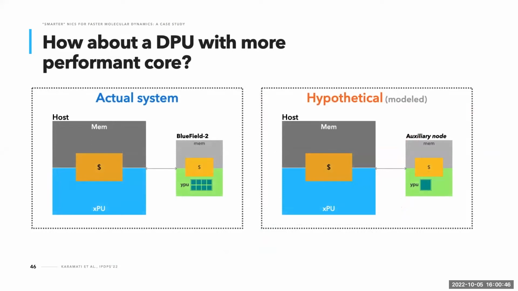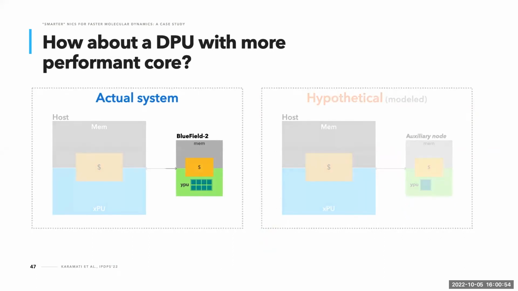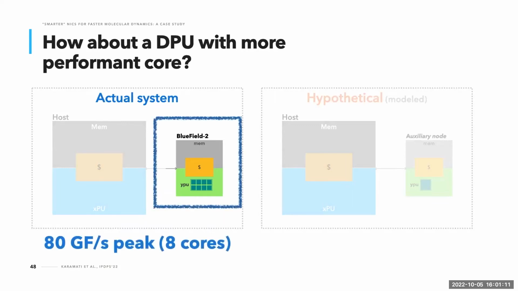Let's now apply the model to analyze an alternative DPU design. The figure on the left depicts the actual system, where a node is a host processor coupled to a BlueField 2. The BlueField 2 has 8 cores and a modest peak of 80 gigaflops per second in single precision.